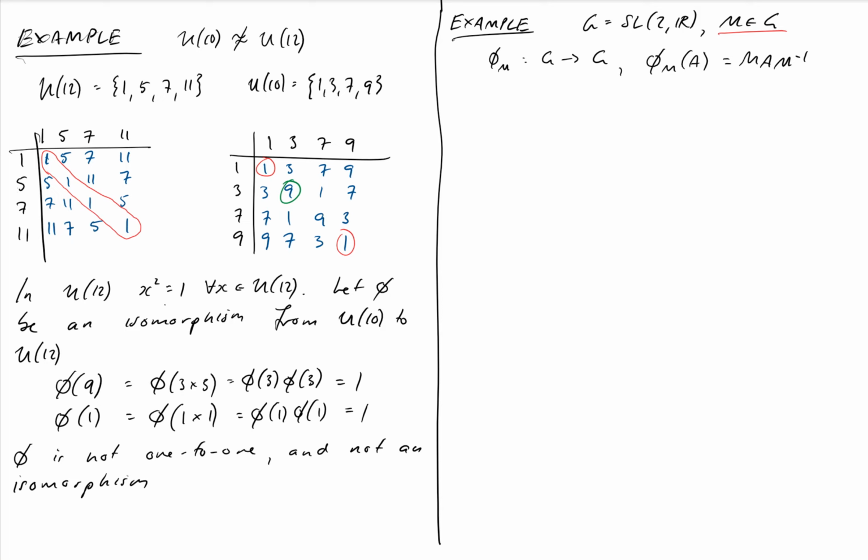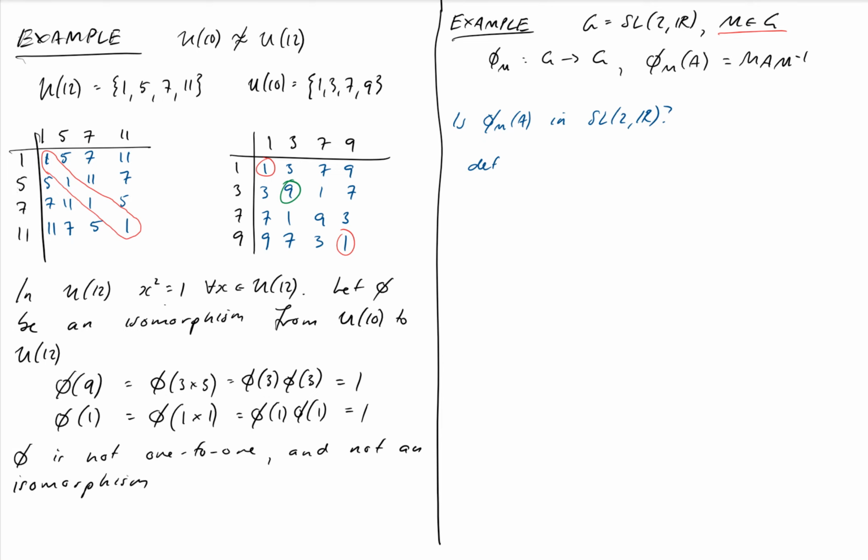So first off, we better actually check that no matter what our matrix is, phi M is going to actually be still in SL2R. So first, is phi M of A in SL2R? We have to establish this. This is checking that our operation is actually well defined and keeps us in the set that we want. So we'd better just check this first.